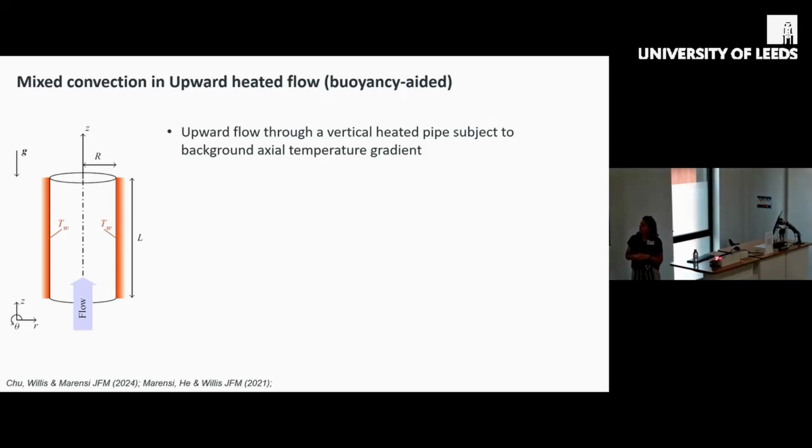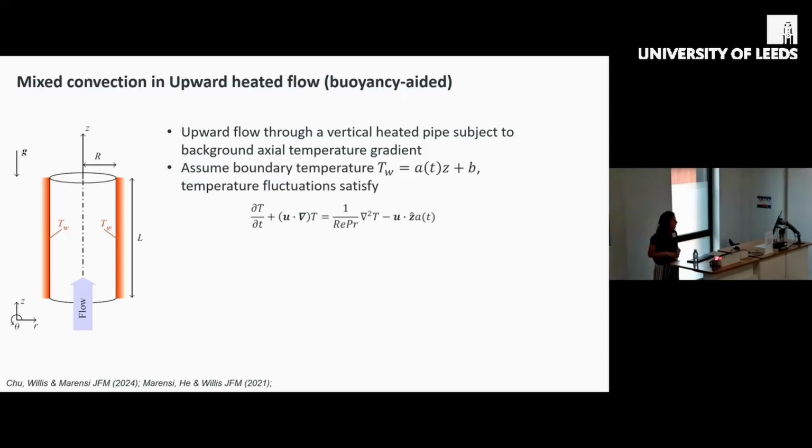So we consider upward flow through a vertical heated pipe, which is subject to a background axial temperature gradient. So we assume that the boundary temperature increases linearly in the streamwise direction. This is a model that is often used by other authors, but differently from other models, we consider a time-dependent temperature gradient. So this A here depends on time.